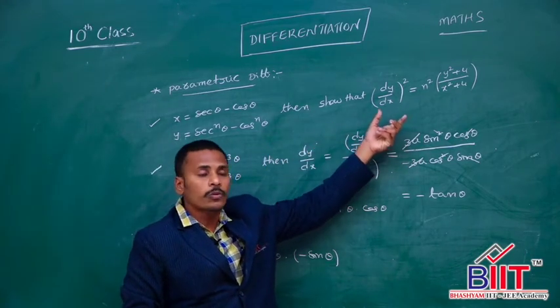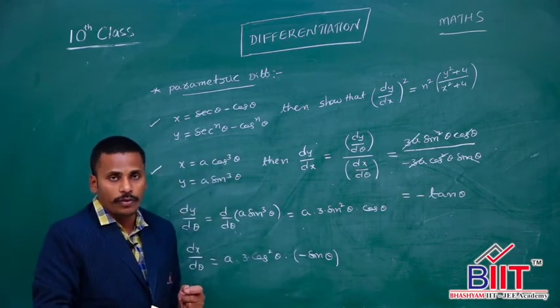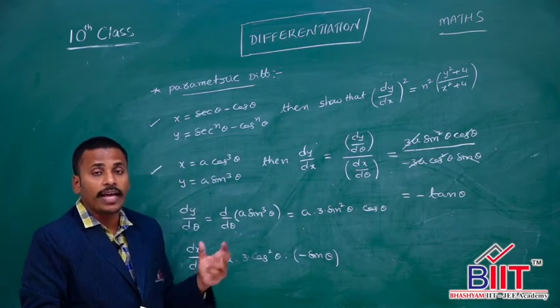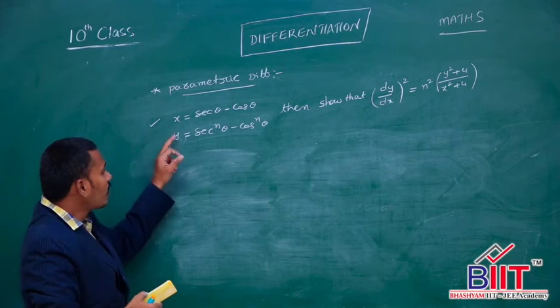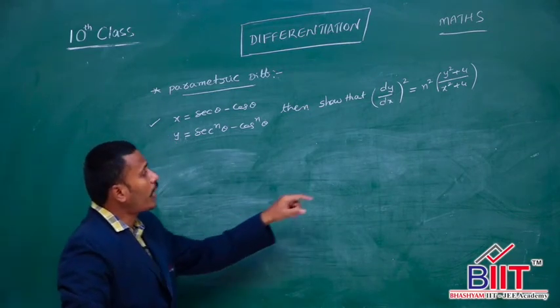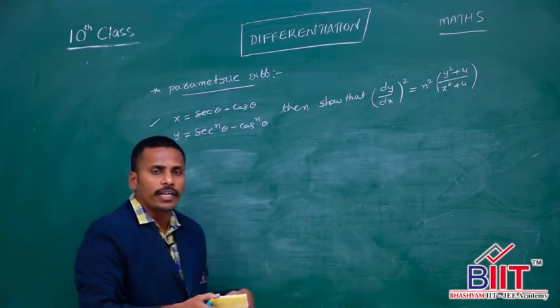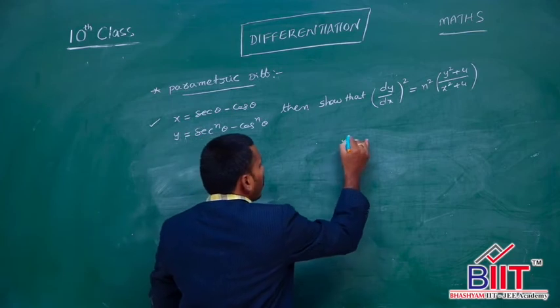dy by dx whole square is equal to n square times y square plus 4 by x square plus 4. Just have a look and I am going to solve it. Again here x and y are mentioned in terms of theta, and I need to calculate dy by dx whole square. So first of all calculate dy by dx.